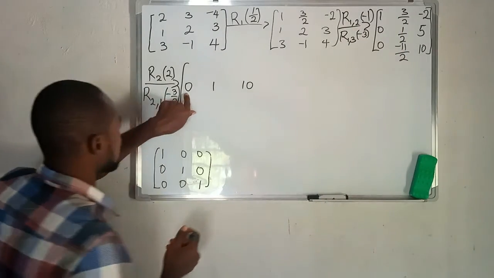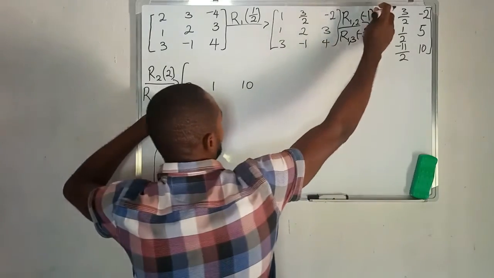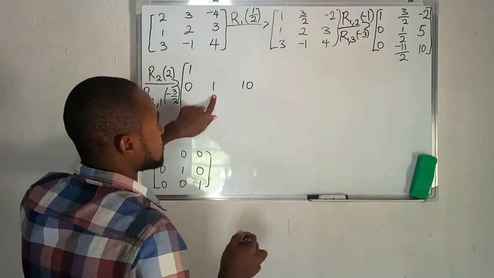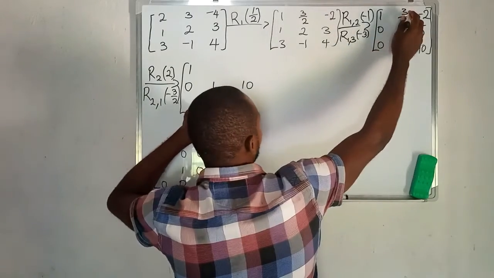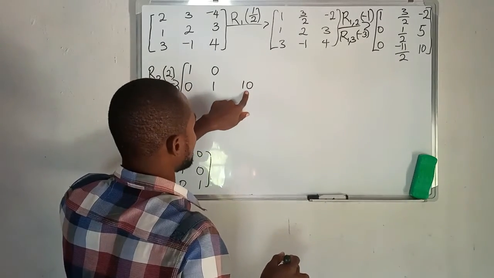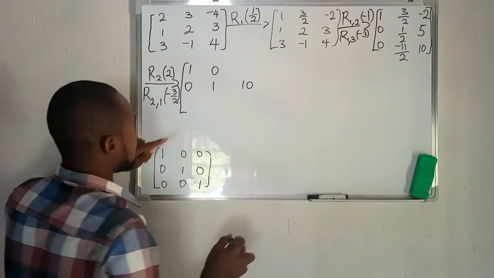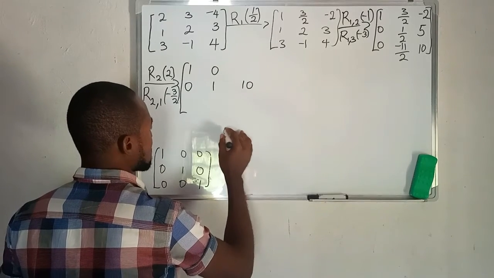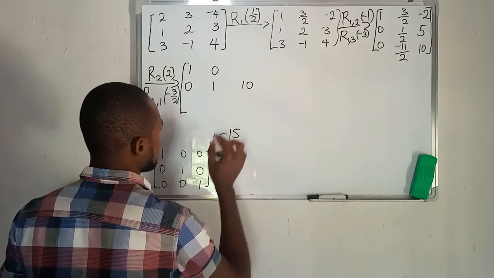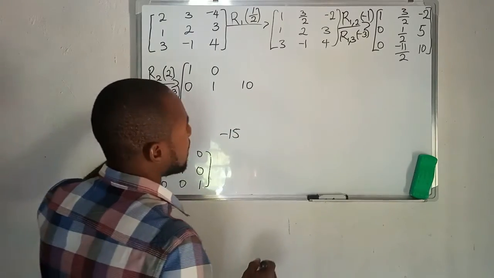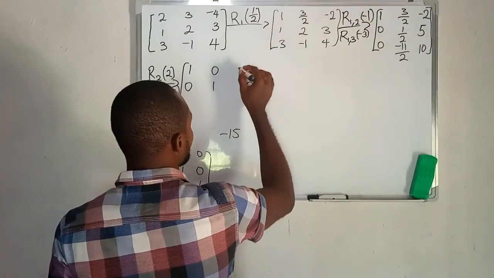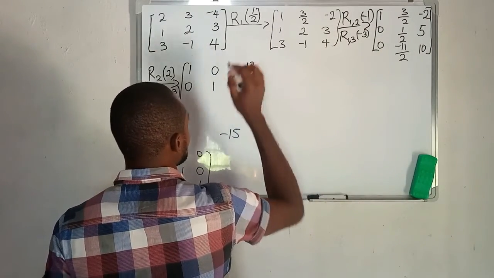So multiplying this with minus 3 over 2 will give us 0, plus 1 will still give us 1. And then multiplying this with minus 3 over 2, we have minus 3 over 2, plus this, we have 0 there. And then we multiply this with minus 3 over 2, and 10 times minus 3 over 2 will give us minus 15. And so adding it to minus 2 will give us minus 17. So we have minus 17 here.